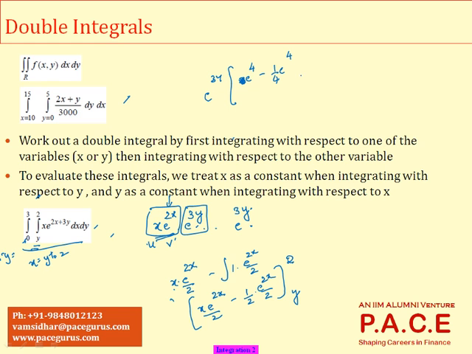right? Minus of, now you substitute y. Y into e power 2y by 2 minus 1 by 4 e power 2y. This is what is coming out. Now you simplify it, e power 3y into e power 4 minus 1 by 4 e power 4.